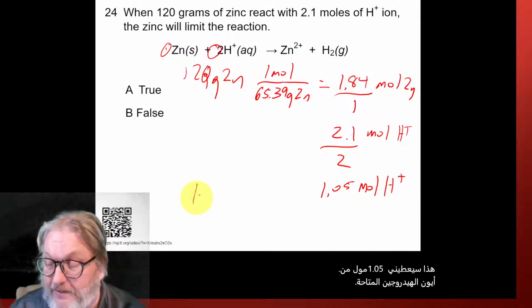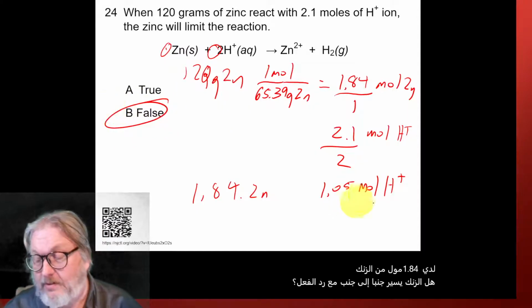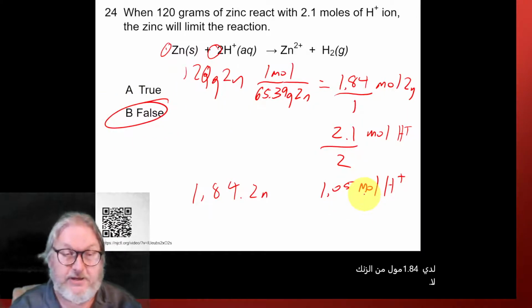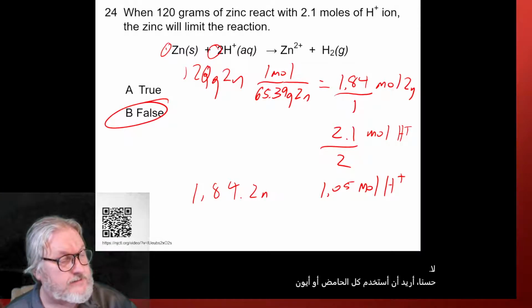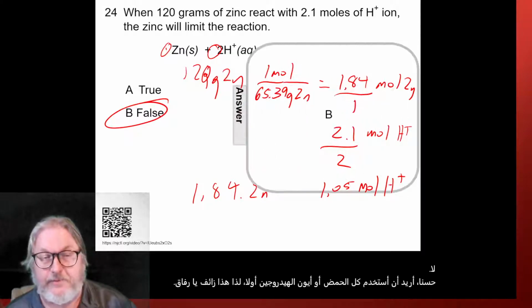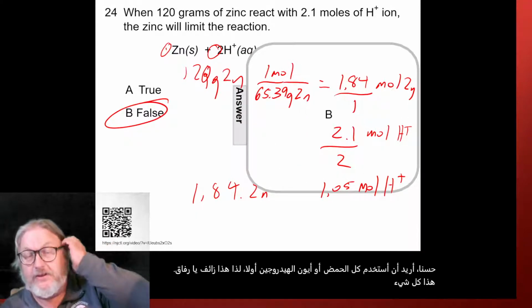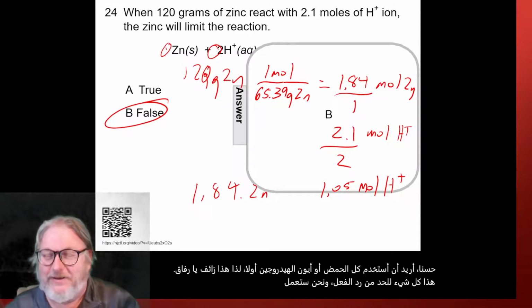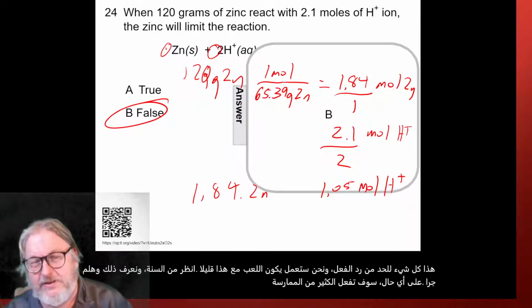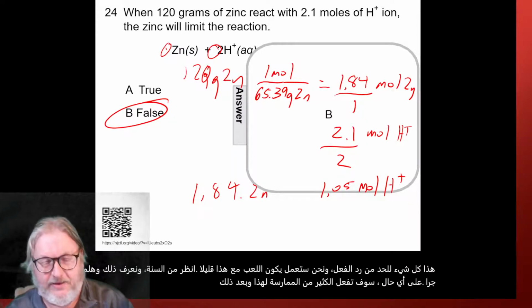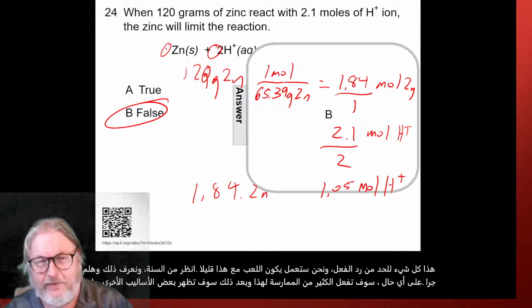Well, I've got 1.84 moles of zinc. Is zinc going to limit the reaction? No. I'm going to use up all the acid or the hydrogen ion first. So that's a false. So, guys, that's it for limiting reactant. And we're going to be playing with this for a little bit throughout the year. Y'all know that. And so anyway, we'll do lots of practice of this, and then I'll show you some other methods. One of them is called the BCA method, and we'll just get it whatever works for you.